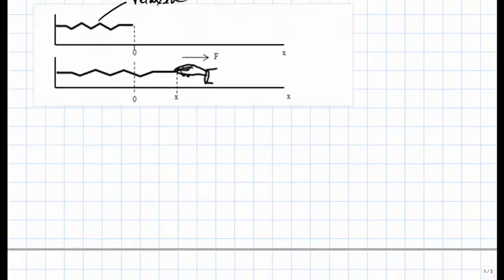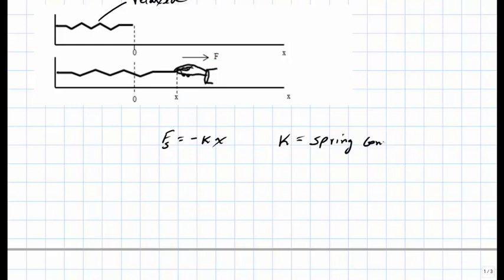And so what is the relationship between the force and the elongation, which is x? The relationship looks like this. The force that's applied by the spring is simply denoted as minus k times x. Now k is called the spring constant. And it's a measure of the relative stiffness that's associated with the spring. So we can think of it as the spring's stiffness.